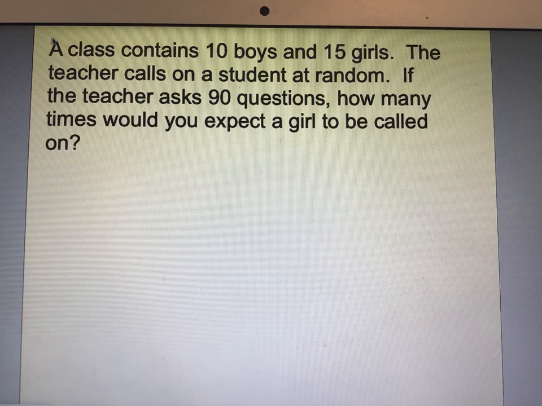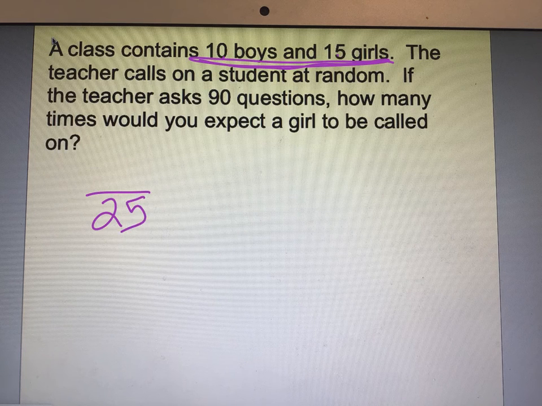Okay, last type of questions here are very much like you see on an MCA. It says a class contains 10 boys and 15 girls. Teacher calls on a student at random. If the teacher asks 90 questions, how many times do you expect a girl to be called on? So the first thing you're going to want to do is look at what's the chance of a girl being called on. We want to figure out how many people are in this room. Well, we have 10 boys and 15 girls, so if you add those up, that's 25 people.